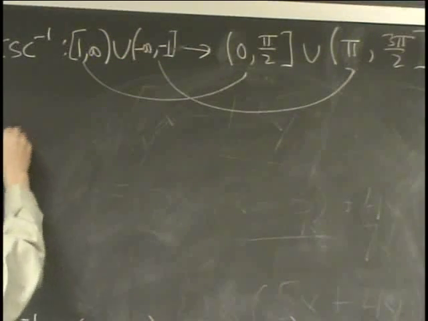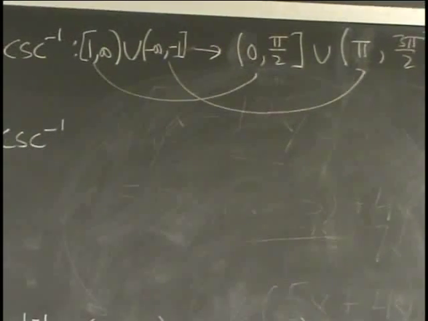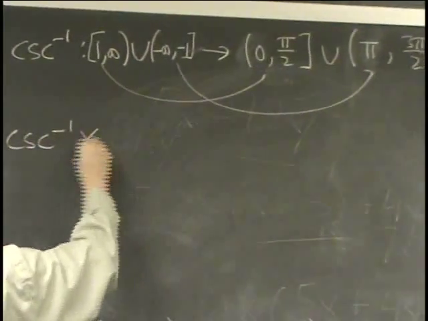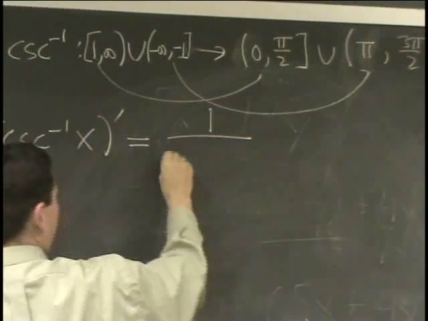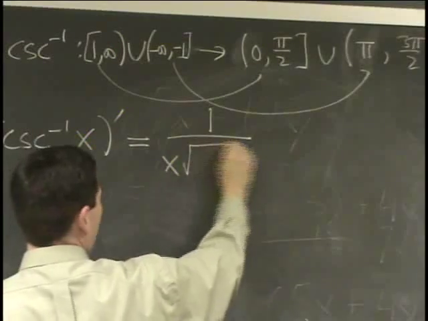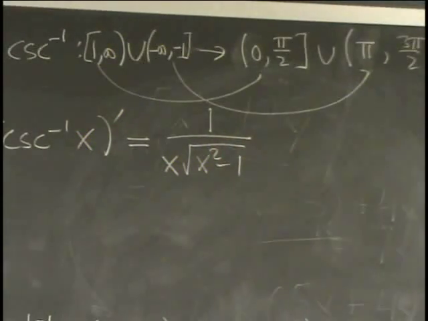Now what is going to be the derivative? Well, you play the same game that we played last week. You say y equals cosecant inverse of x. Then you take cosecant of both sides, so you get cosecant of y equals x. And then you take the derivative using the chain rule and so on. You set up that triangle. And the answer is a little more complicated than the sine one. It's going to be 1 over x times the square root of x squared minus 1.